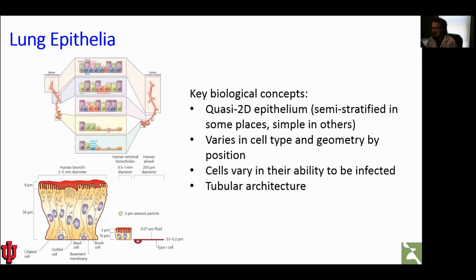So when we look at a lung epithelia, there are some very specific biological concepts that are relevant to what we'd like to model. First, that an epithelium tends to be approximately quasi-2D if we look closely enough, even though they do tend to come in tubular architectures and whatnot. That they vary in the phenotypes of cells that make up the tissue, if the geometry can vary or does vary over a particular spatial scale, and that the cells vary in their ability to be infected. So there's selective susceptibility and heterogeneity among the cell distribution.